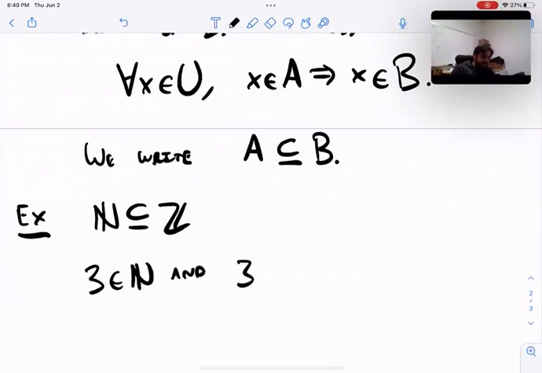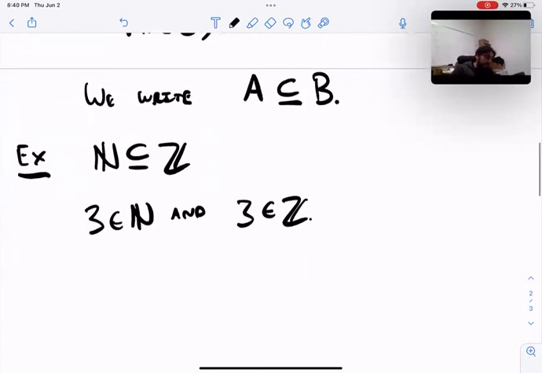And sure enough, it does follow that 3 is an element of the integers, right? So all of the members of the first set are also in the second, and not just 3, but any natural number. So that's an example of a subset. You can also say the integers is a subset of the integers, right?